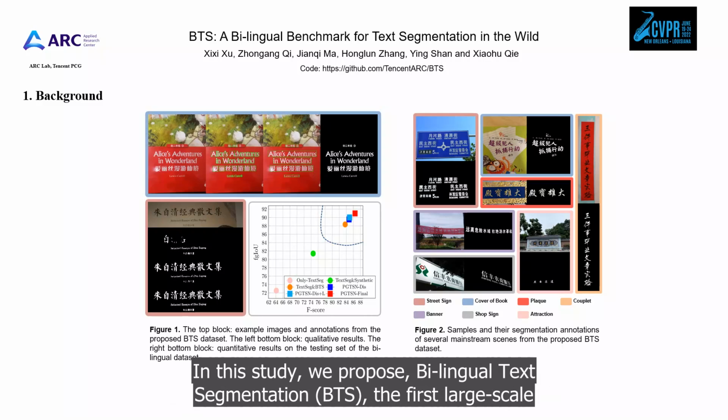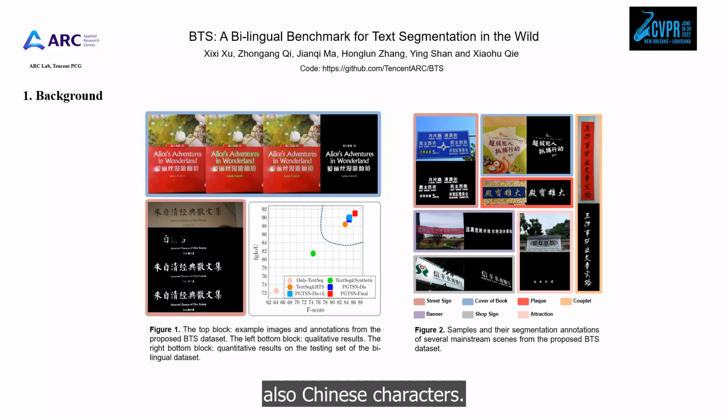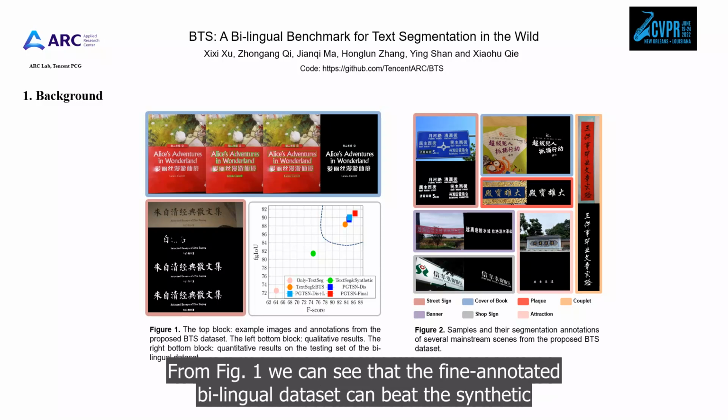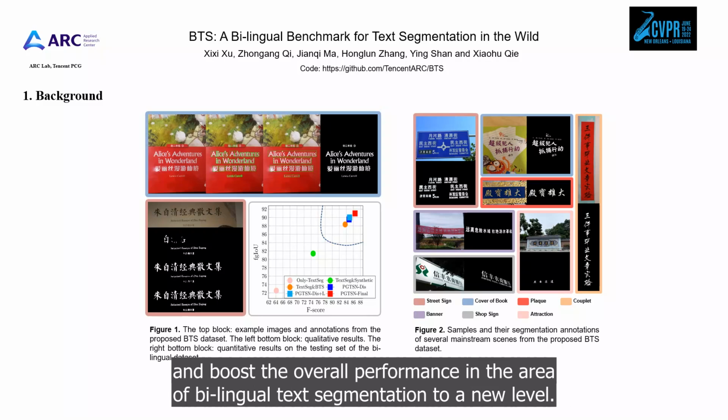text segmentation. In this study, we propose bilingual text segmentation (BTS), the first large-scale bilingual text segmentation dataset that goes beyond English words and digits, including also Chinese characters. From Figure 1, we can see that the fine-annotated bilingual dataset can beat the synthetic bilingual dataset, improve the performance of the existing methods with a large margin, and boost the overall performance in the area of bilingual text segmentation to a new level.